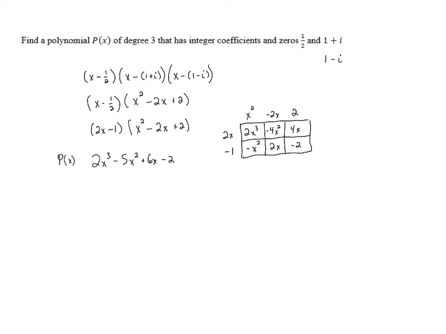And this is our polynomial, p of x, that is a third degree polynomial, has integer coefficients, and has the zeros we need. If we hadn't gone through the process of multiplying this first factor by 2, all of the coefficients would be half of what they are now, and we would end up with a fractional coefficient on the x squared. That's why multiplying by 2 makes it easier to do all the math.